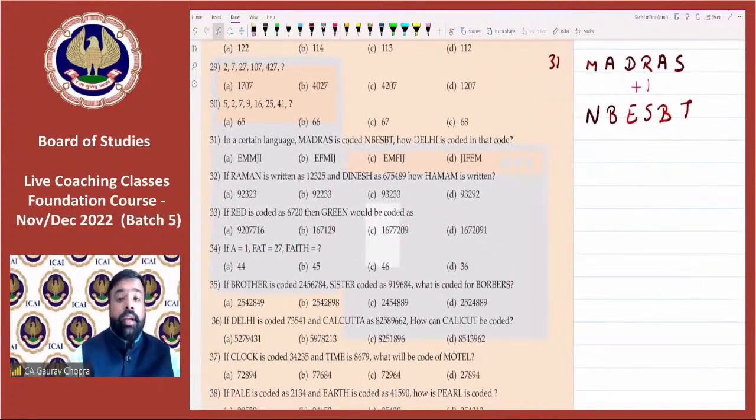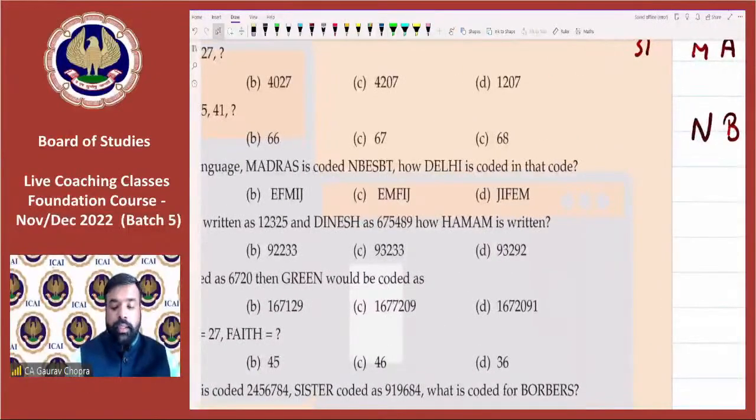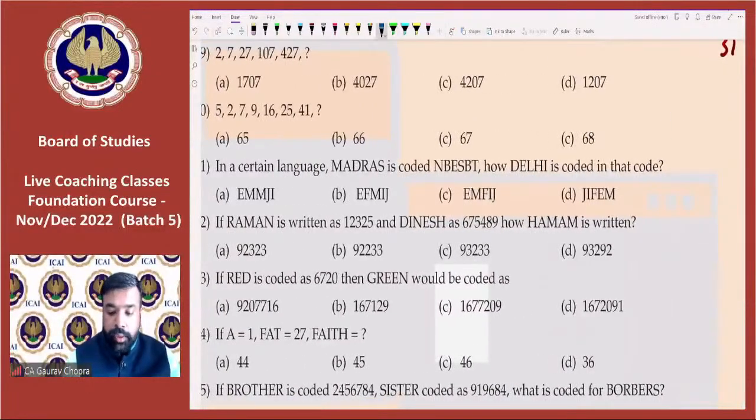So Delhi plus 1 is after D, what is the next alphabet? E. So we can write E. Now you can see we are having E in 3 options, A, B, and C. So option D is wrong. Then we can check after E, what is the next letter? F. Now in second position, F should come. So option A gets rejected, option C gets rejected, and directly we can take option number B.